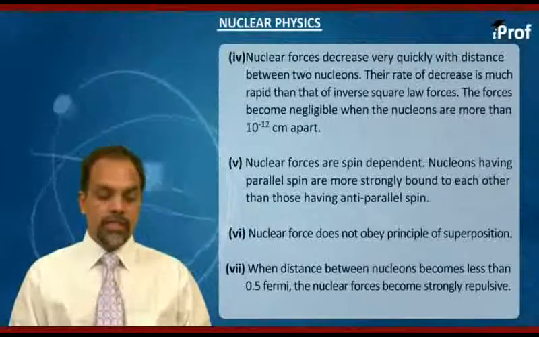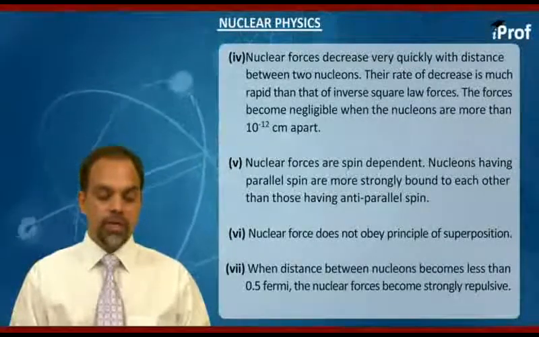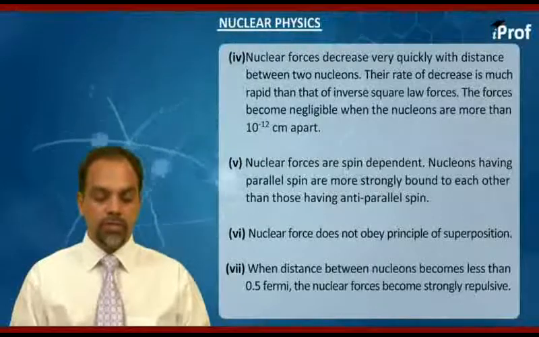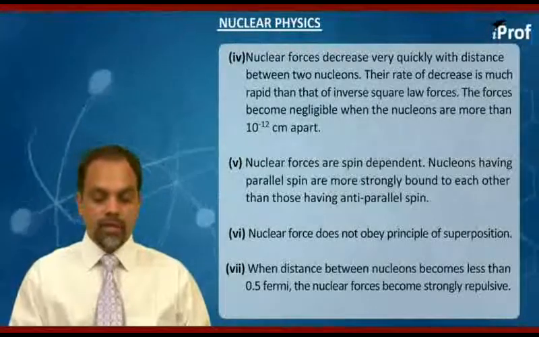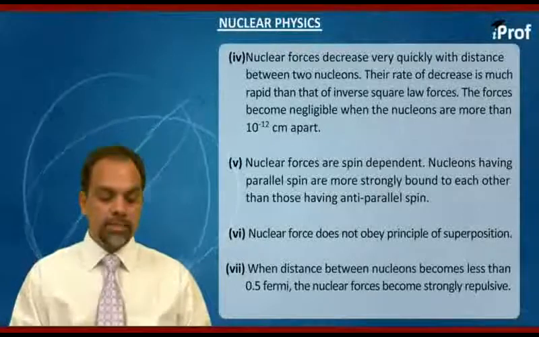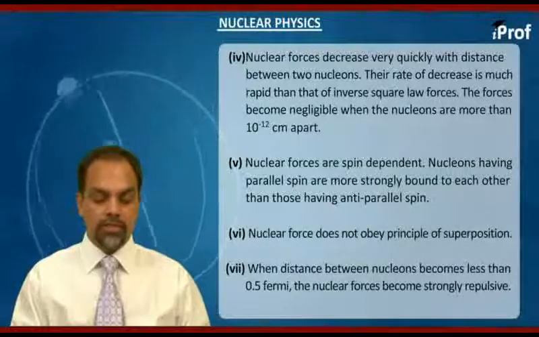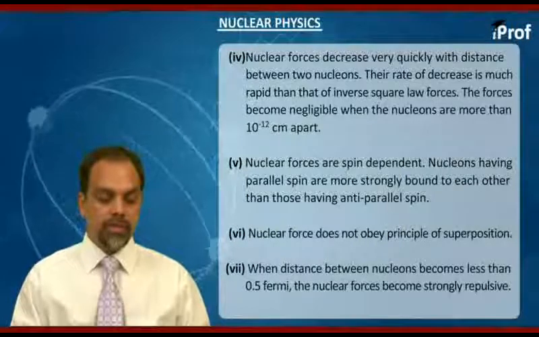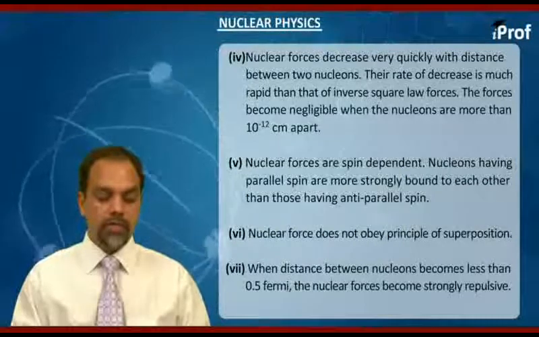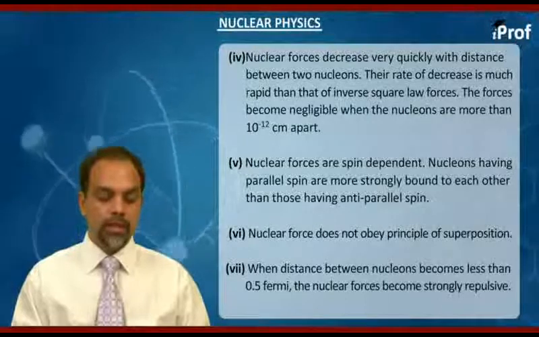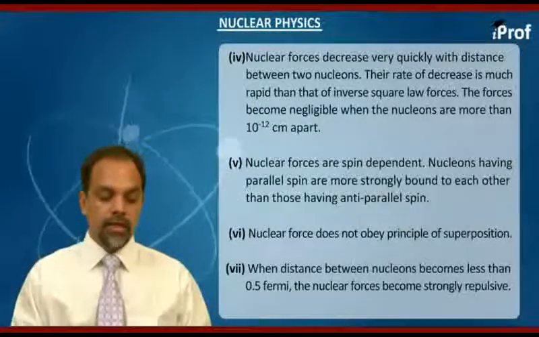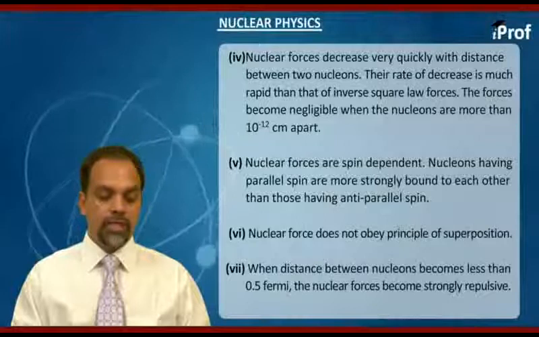The fourth property says nuclear forces decrease very quickly with the distance between two nucleons. The rate of decrease is much more rapid than that of inverse square law forces. The forces become negligible when the nucleons are more than 10 to the power minus 12 centimeter apart. The next property says that nuclear forces are spin dependent.